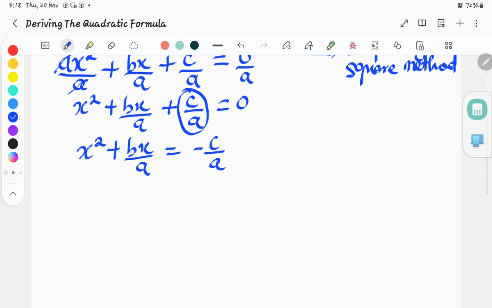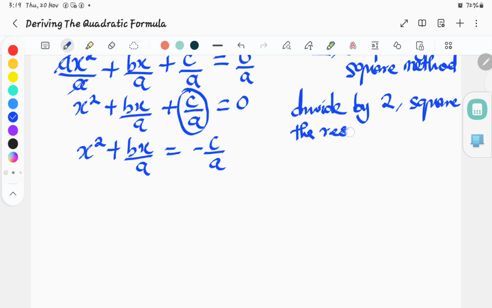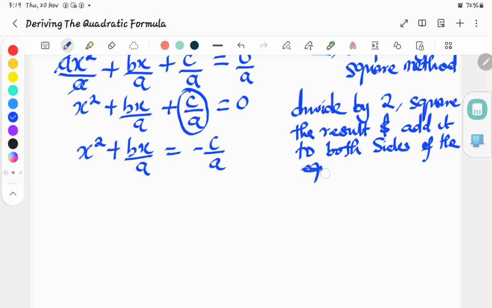From here, we want to follow the next step, which is we are going to divide the coefficient of x by 2, you square the result, and add it to both sides of the equation. It's very easy. I'm just outlining this step so that it becomes easier for us to always remember.